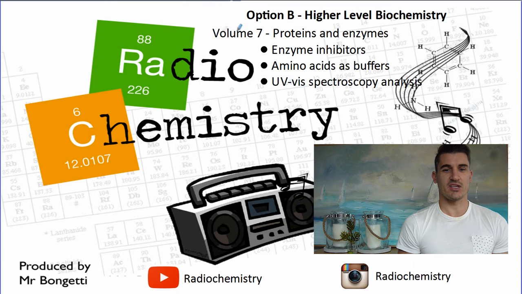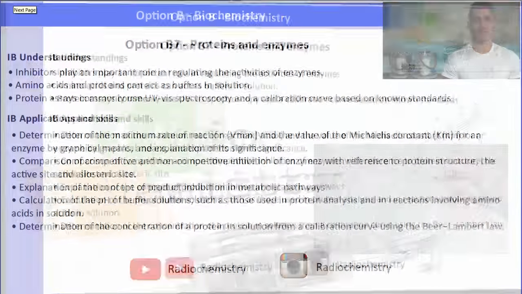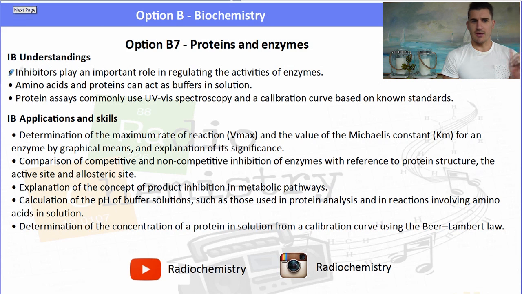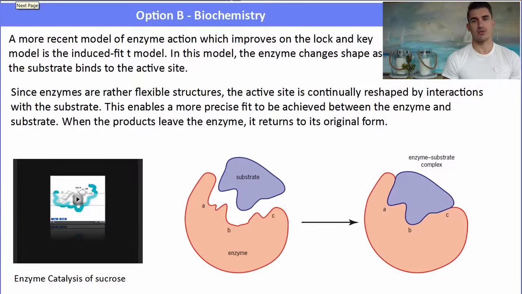Alright, proteins and enzymes. We need to talk about enzyme inhibitors, amino acids as buffers, and then we look at some UV spectroscopy analysis. IB understandings and applications. We need to discuss the role of inhibitors. We need to talk about amino acids. We look at some protein assays. We need to look at the graphs of enzyme inhibition, which is a common question. We talk about the enzymes, and then we look at how you could work out the amount of proteins in a sample.